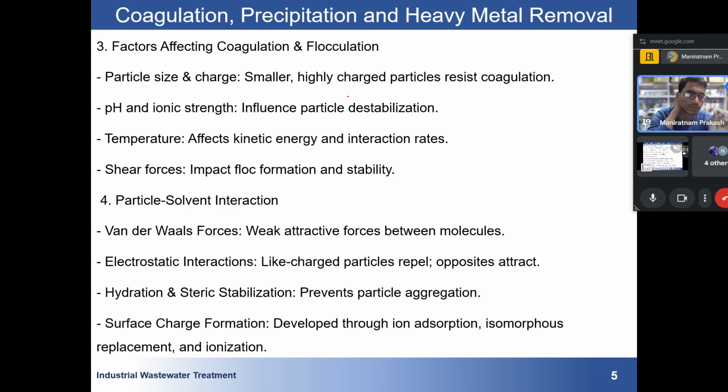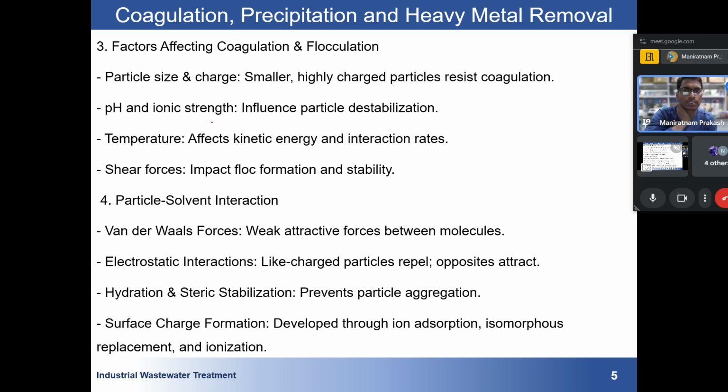Generally when two particles form a heavy particle, the main force is charge. Now imagine a particle which is highly charged. It will try to remain independent. There will be huge repulsion from other same charged particles, and that can also affect coagulation.